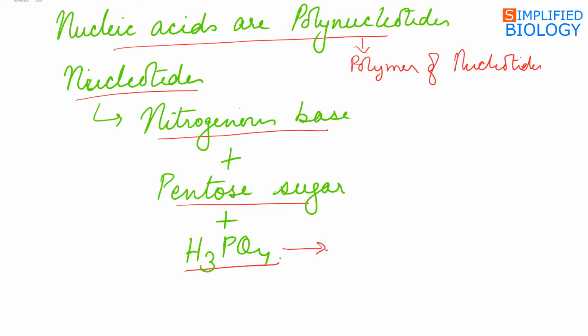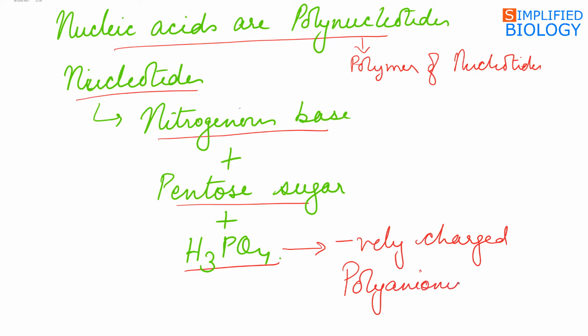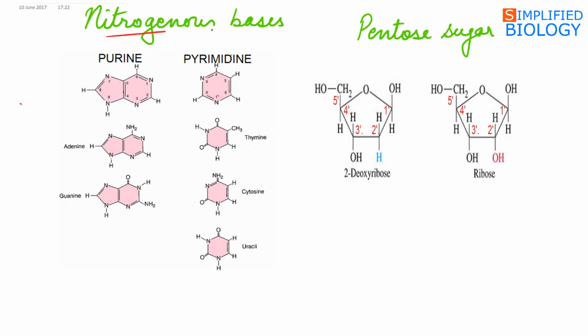It is phosphoric acid due to which nucleotides are negatively charged. Hence, nucleic acids are negatively charged, or you can say they are polyanionic. Nitrogenous bases are of two types, pyrimidine and purine. Pyrimidine is cyclic. It is just like a benzene ring that has 6 carbon atoms.